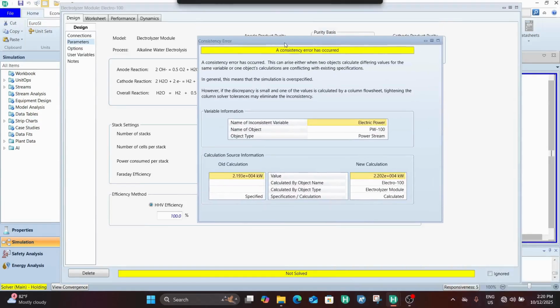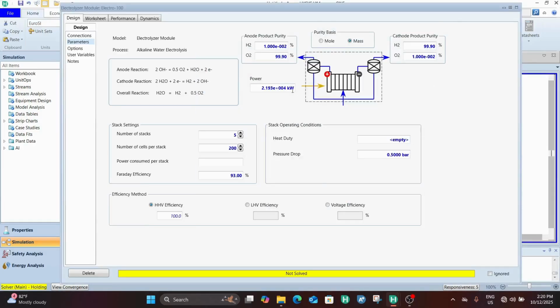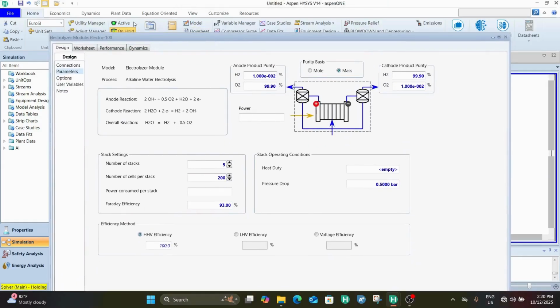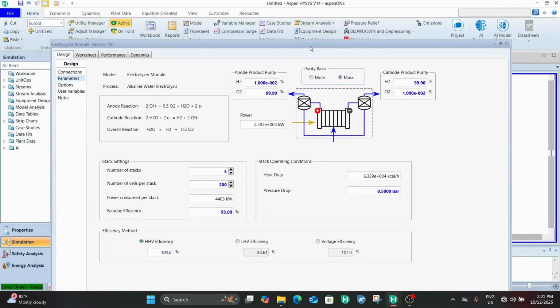So we have a consistency error, as you can see. In general, this means that the simulation is overspecified. The reason for that is that we do not specify power in our PEM electrolyzer. Since we're specifying the purity, the electrolyzer in Aspen HYSYS itself tells us the power that we need to achieve that purity that we have set. So we're going to do away with the power, and let's put this back on active. As you can see, it's good to go.